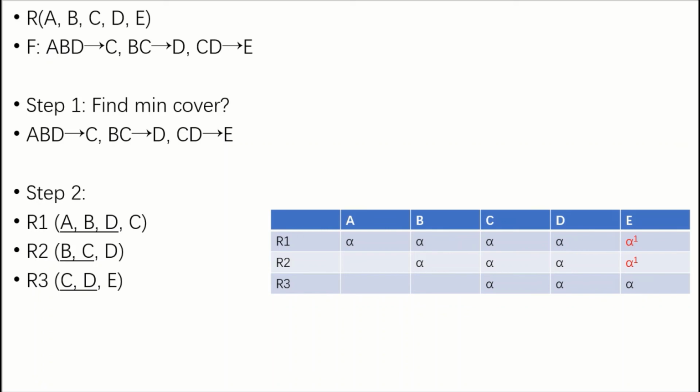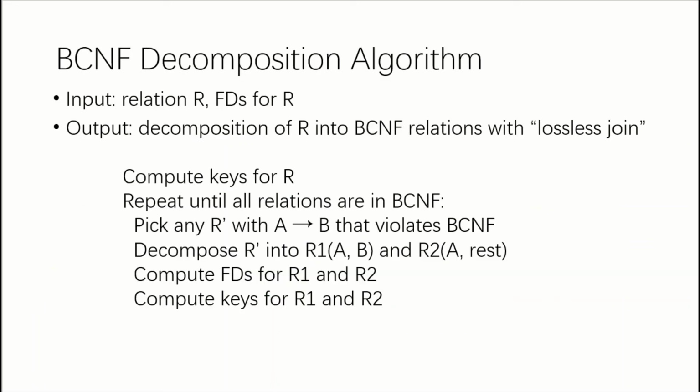Okay, so the next thing that we'll be doing is, this was for decomposition into 3NF. The next thing we'll be doing is the decomposition into BCNF. The algorithm that is presented is pretty straightforward. You pick the functional dependency that violates the BCNF condition, and then you decompose it: the first table is the left hand side and right hand side, and the other table is the left hand side with the rest of the attributes. You compute the functional dependencies and the key, and you repeat until all the tables are in BCNF. So that's basically about it.